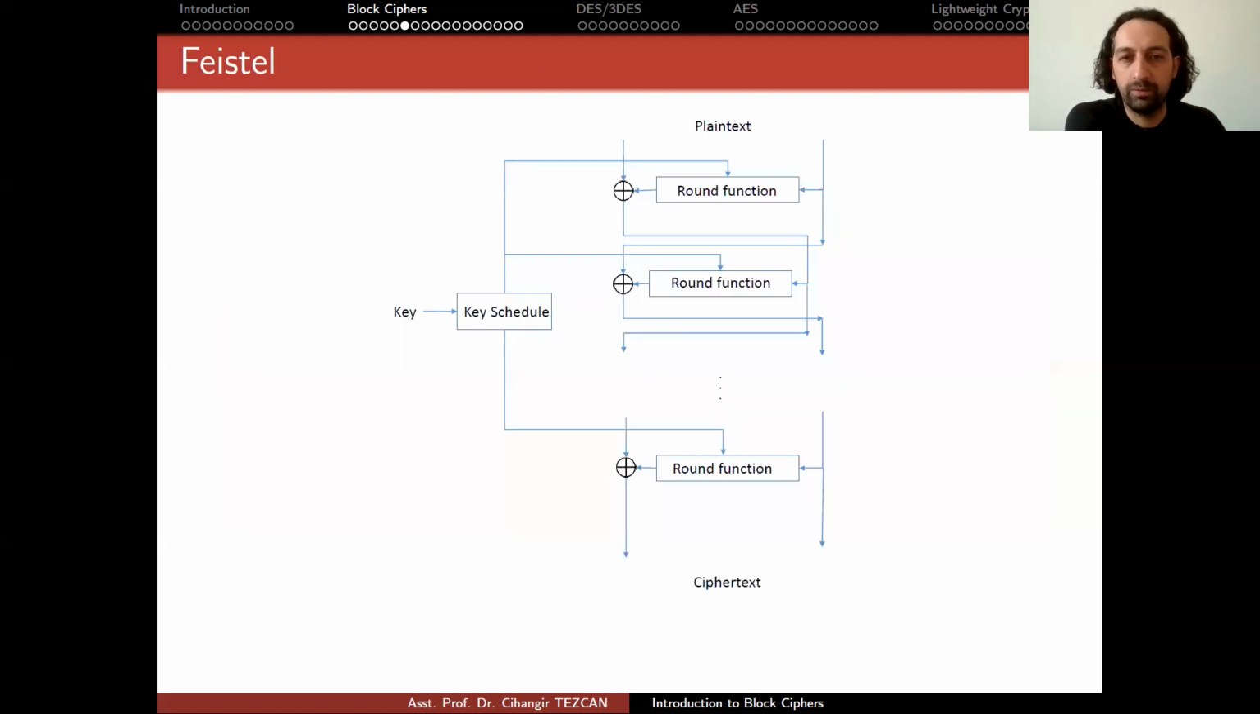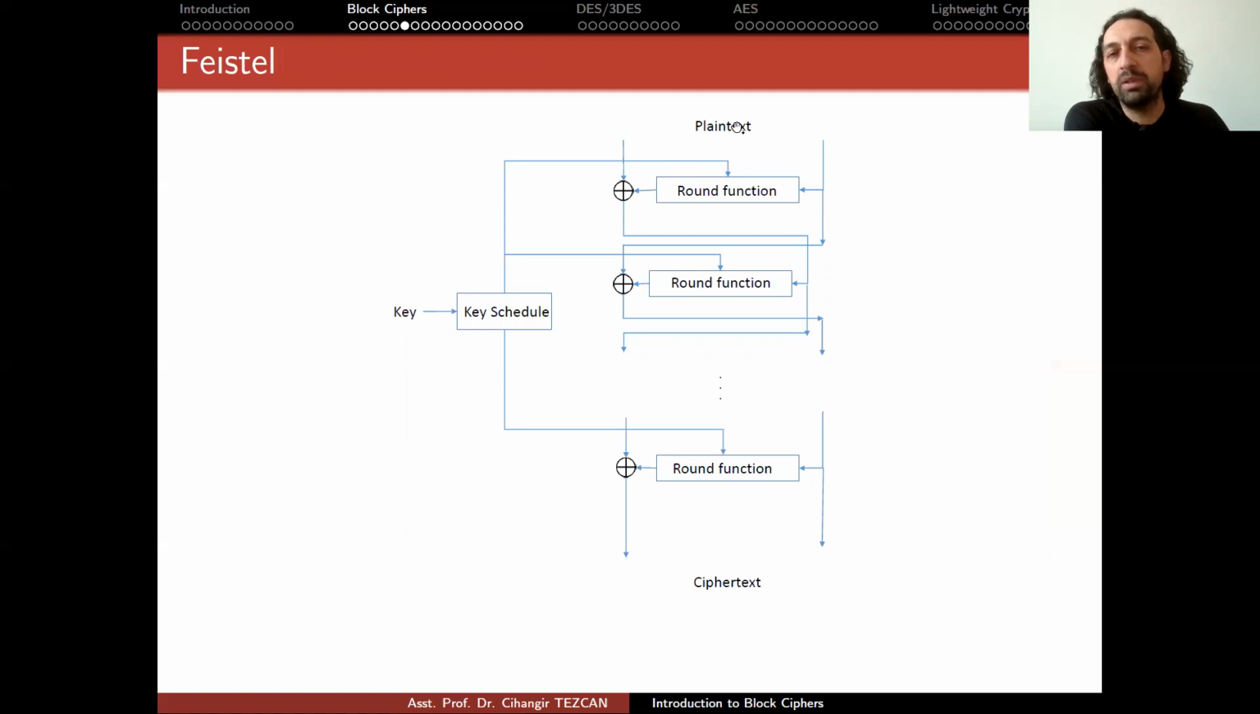So let me try to draw a picture. I really drew this picture myself, so this is why it doesn't look so good. Assume that you have a plaintext here, and you divide your plaintext block into two halves, left and right.